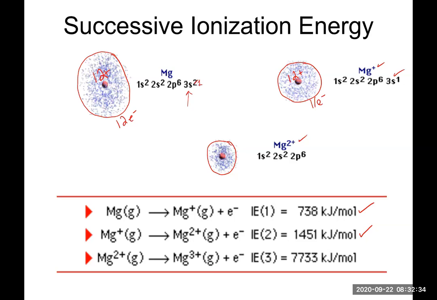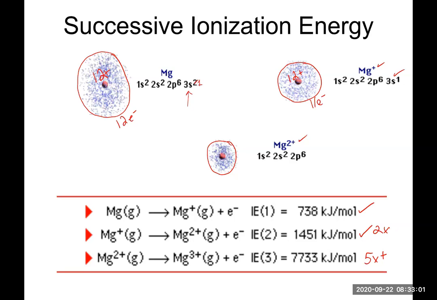Now let's evaluate Mg2+. Just looking at the table of data, you can see that to take that third electron is going to cost us 7,733 kilojoules per mole. That's not 2 times. So this one was 2 times more energy. That's more like 5 times plus more energy to get that third electron.